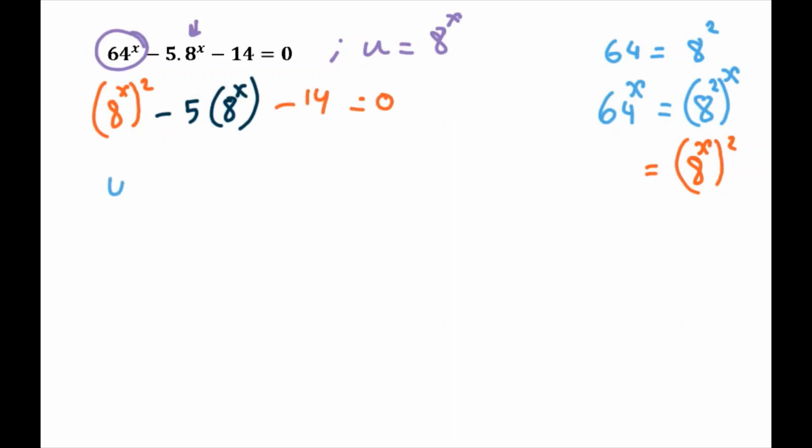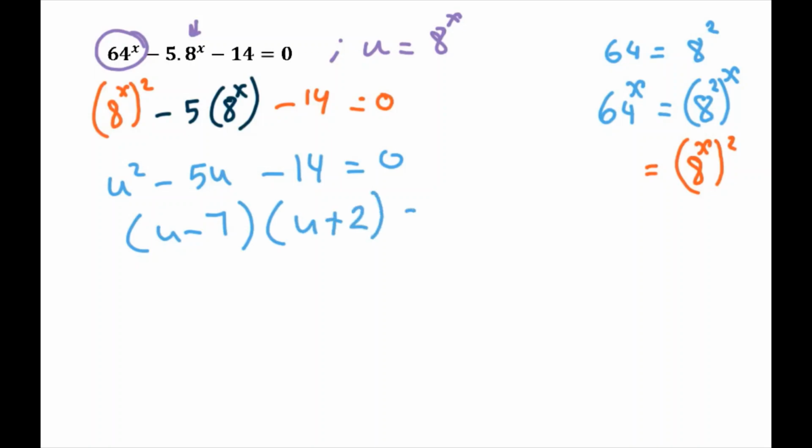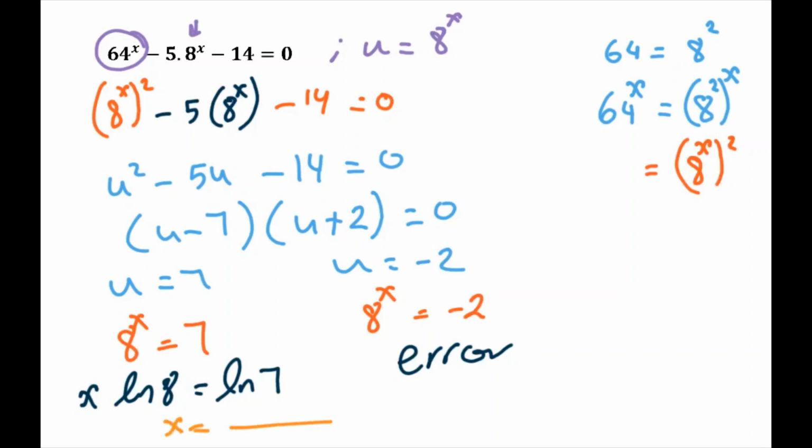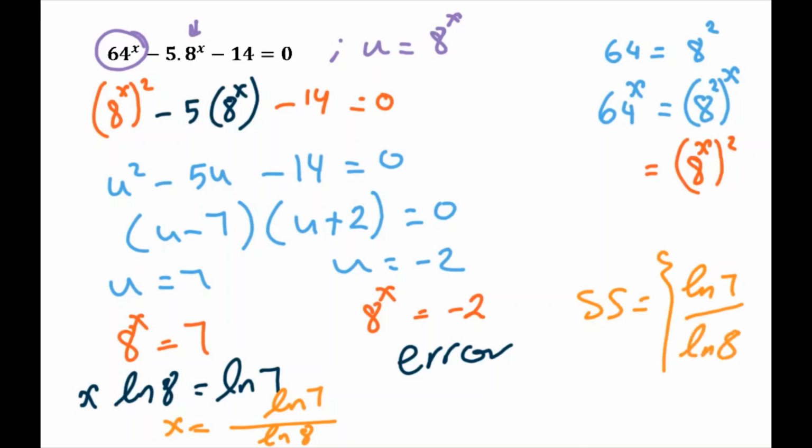Now you can use u squared minus 5u minus 14 equals 0. Now you return u into 8 to the power of x. Of course, one of those is an error. And finally here take ln, x ln 8 equals ln 7. So x equals ln 7 over ln 8. So your solution is ln 7 over ln 8.